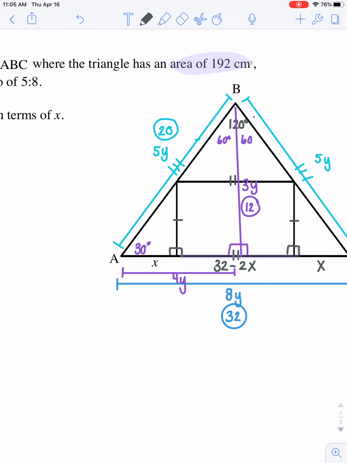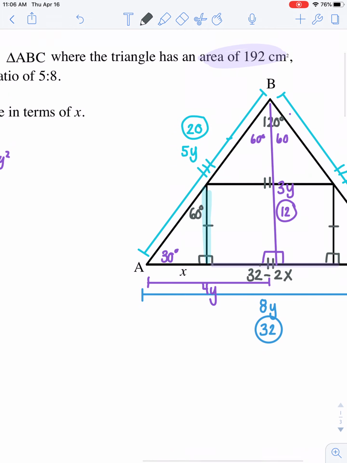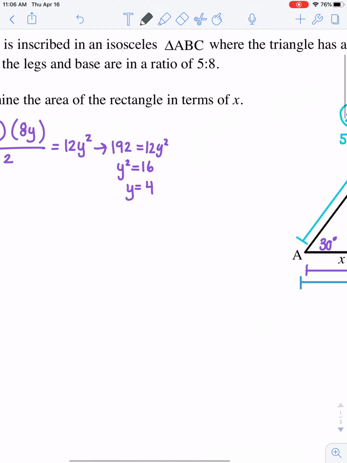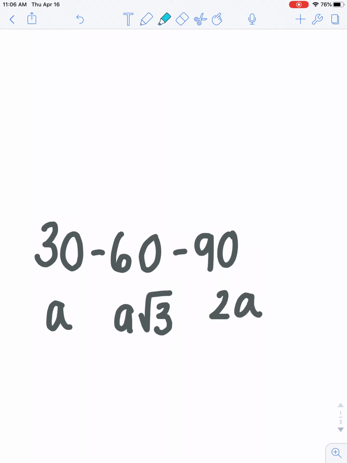Now, all we have left to find in order to solve is the height of our rectangle. As you can see, we have a right angle, a 30-degree angle, so we can see that this is a 30, 60, 90 triangle. And we were given the side across from the 60 degrees. So if we come over here, instead of using x or y, because I don't want to confuse the variables, we'll just say a. So across from the side 30 is a, across from 60 is a root 3, and across from 90 is 2a.